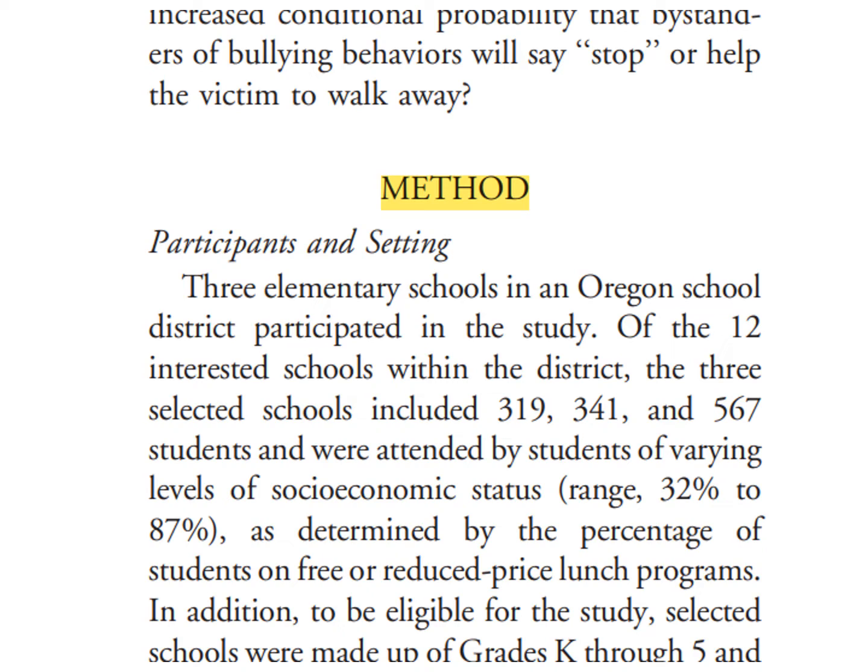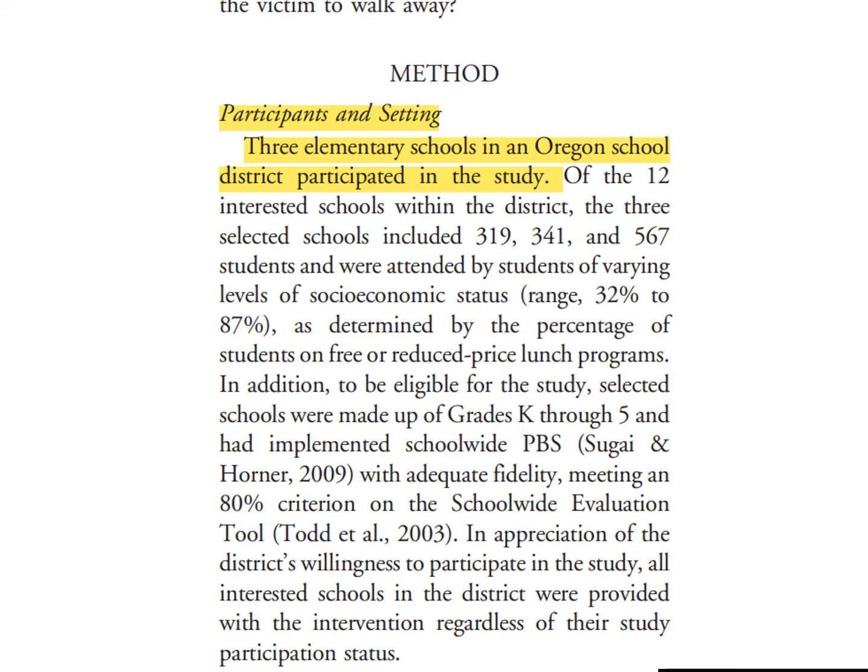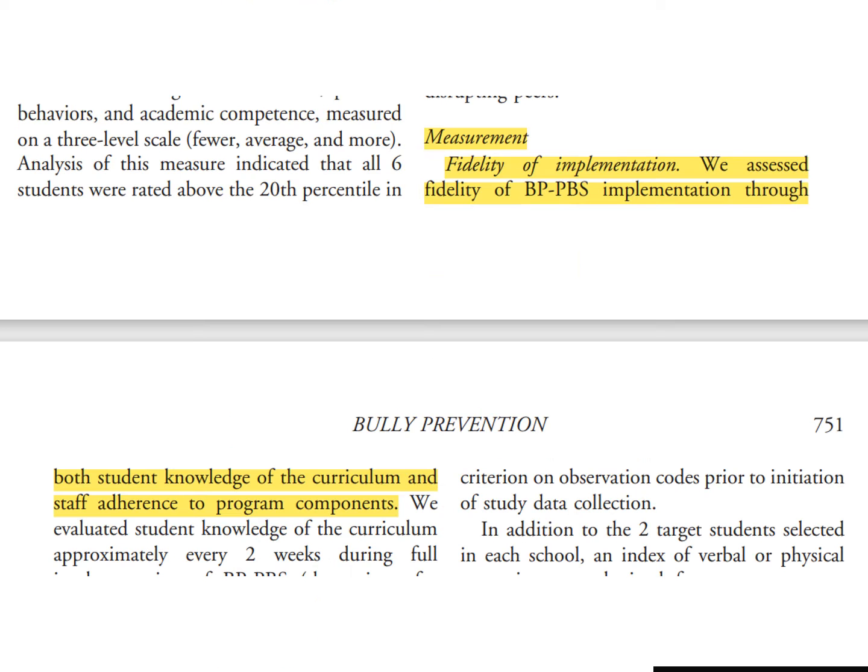So the methods section is kind of telling you what they did, how they measured it, and who they worked with. So here you have participants and settings. It's 3 elementary schools in an Oregon school district. And you can look at that and say, oh, this is kind of the people I work with. It looks interesting, or maybe it doesn't look interesting, and so on. You can see the participants in the study.